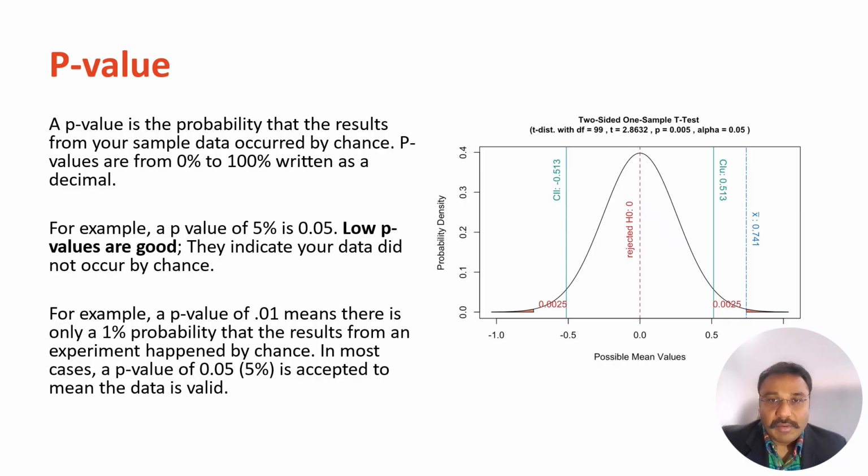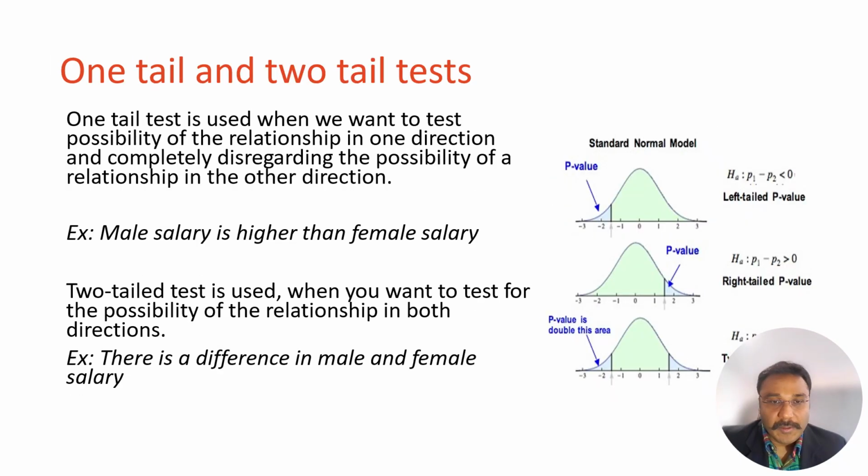In project setting, p-value helps us to identify whether the performance issue, delays, or cost variation are statistically meaningful. When testing hypothesis, we must decide whether to use one-tailed or two-tailed test. Make sure you understand this one-tailed and two-tailed.